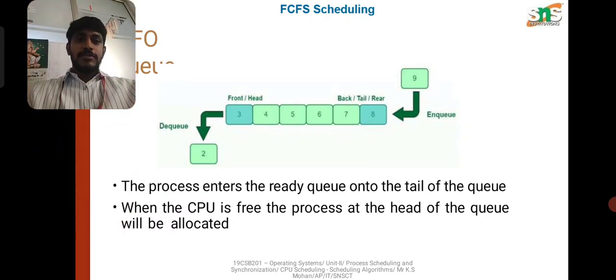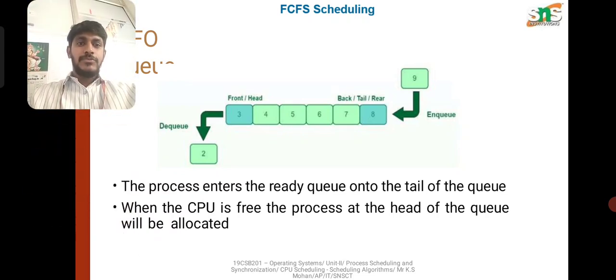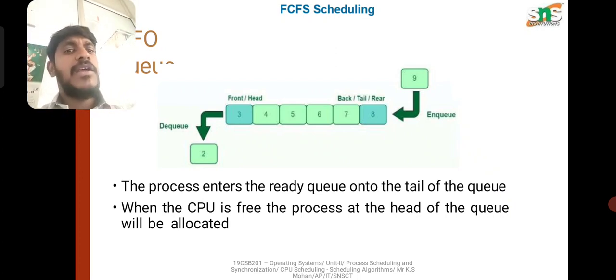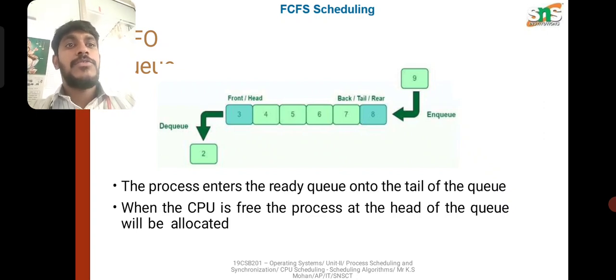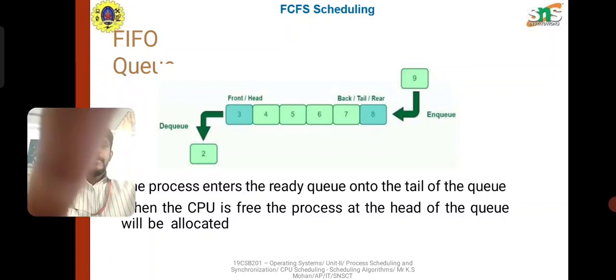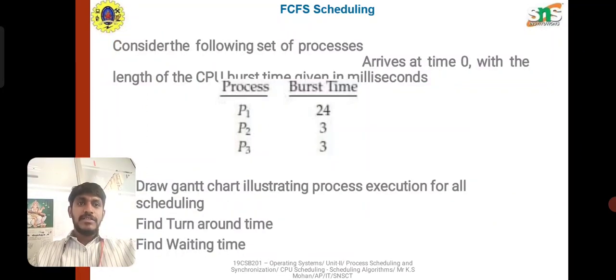In this, a process enters the ready queue at the tail of the queue. When the CPU is free, the process at the head of the queue will be allocated. Whenever it checks whether the CPU is free or busy with some other process, if it finds it free, then the head of the queue will be allocated to the CPU in FCFS scheduling. Here consider a set of processes. Let's have an example for better understanding of FCFS scheduling.